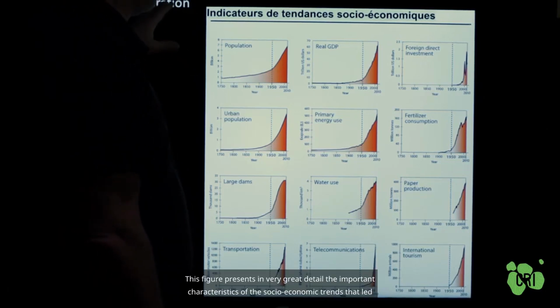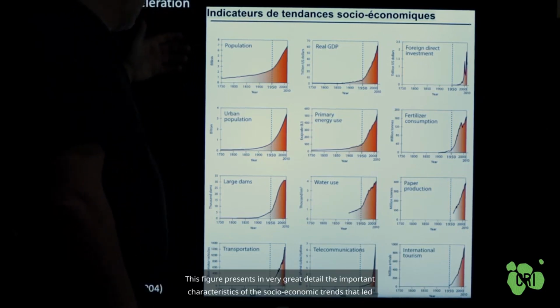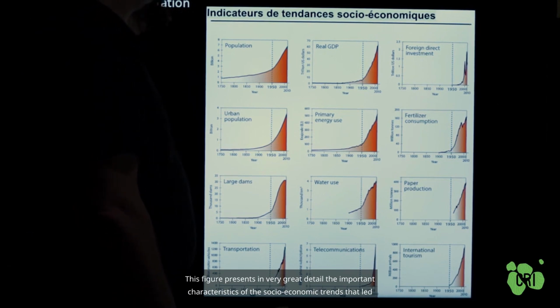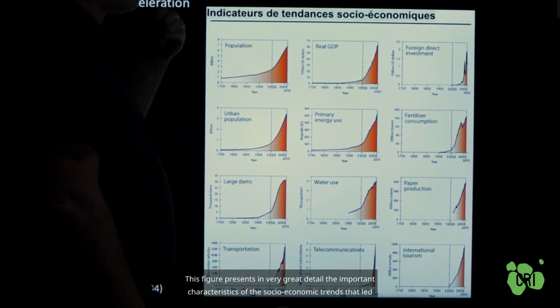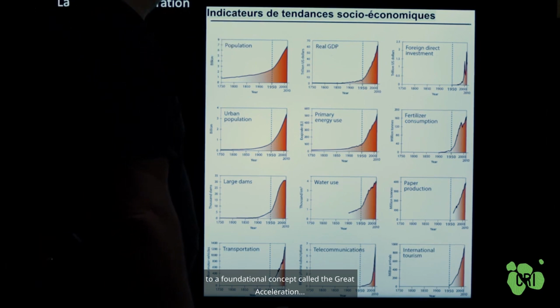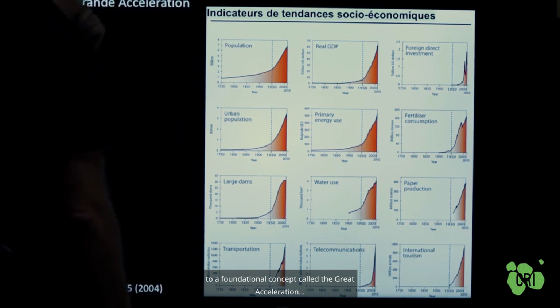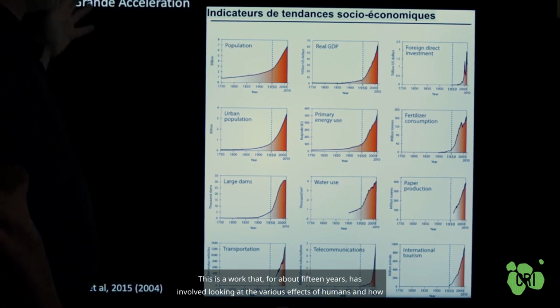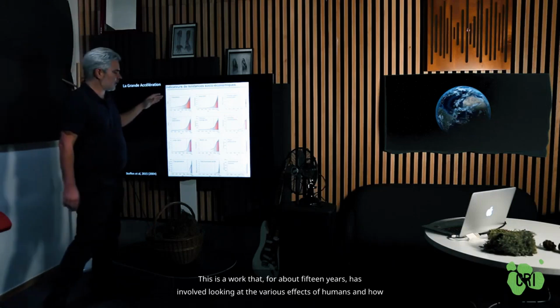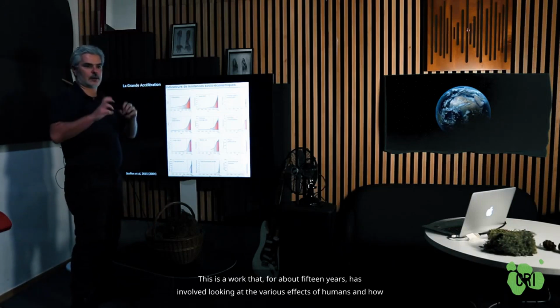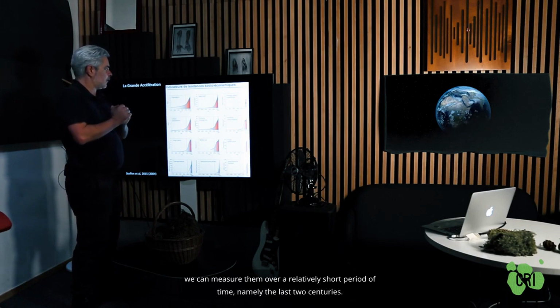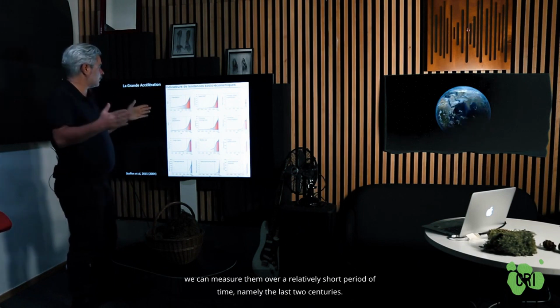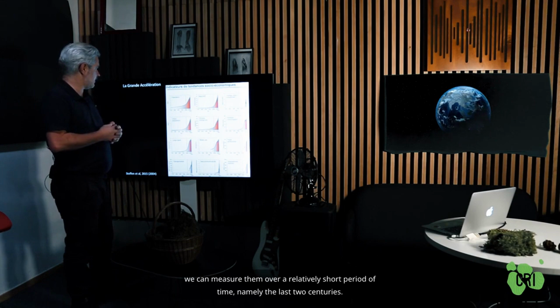This figure presents in very great detail the important characteristics of the socio-economic trends that led to a foundational concept called the Great Acceleration. This is a work that, for about 15 years, has involved looking at the various effects of humans and how we can measure them over a relatively short period of time, namely the last 2 centuries.